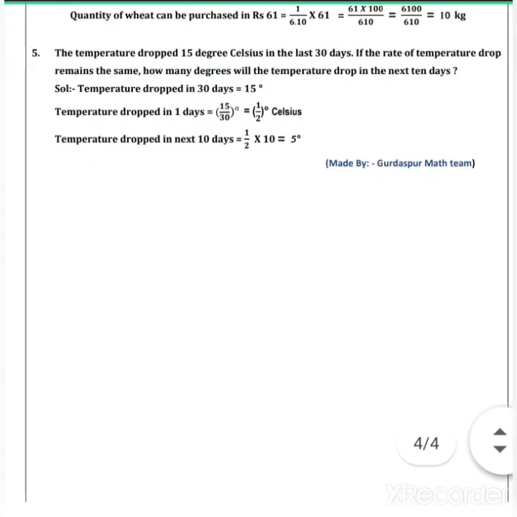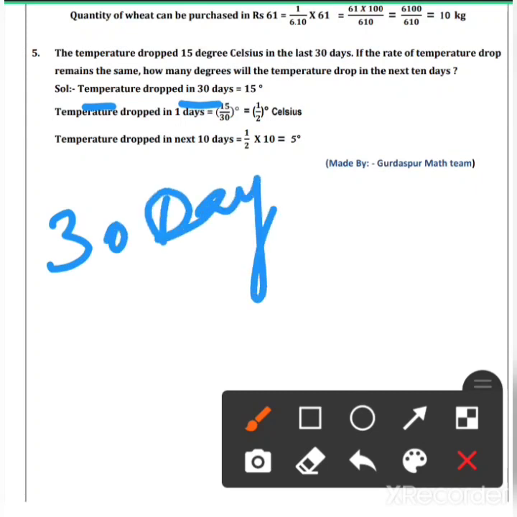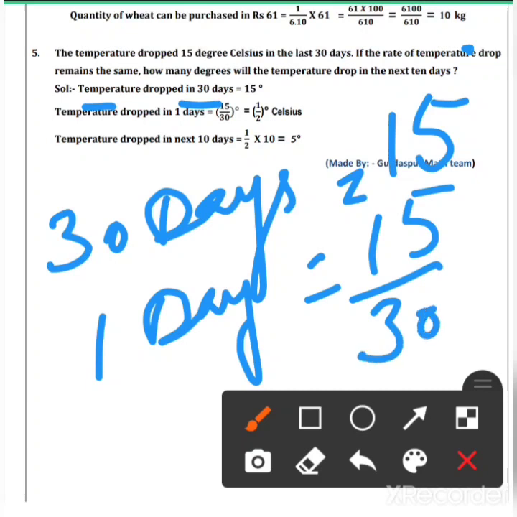Similarly, in question number 5, the temperature dropped 15 degrees Celsius in the last 30 days. If the rate of temperature drop remains the same, how many degrees will the temperature drop in the next 10 days? So first, the temperature dropped in 30 days is equal to 15 degrees. We find the temperature dropped in 1 day, which is equal to 15 over 30. 15 ones are 15, 15 twos are 30. 1 over 2 degree Celsius.